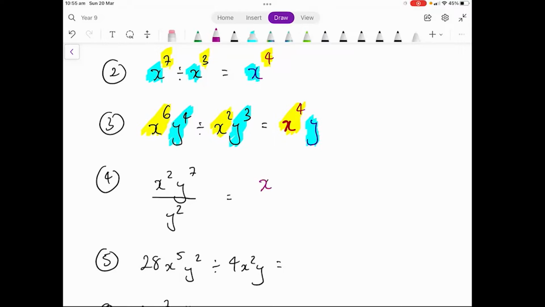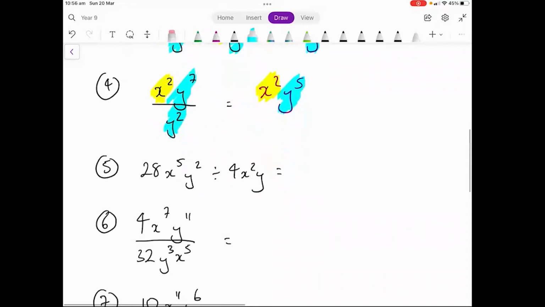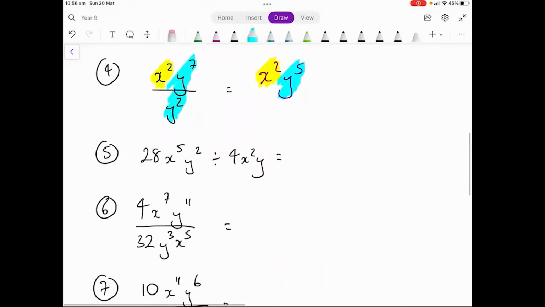Question 4. We have x squared y to the power of 7 on the numerator and y squared on the denominator. We deal with the x's first. There's only x squared, so we leave it the same. And the fraction sign is a takeaway. So 7 minus 2 for the powers becomes y to the power of 5. So that's x to the power of 2, y to the power of 5.